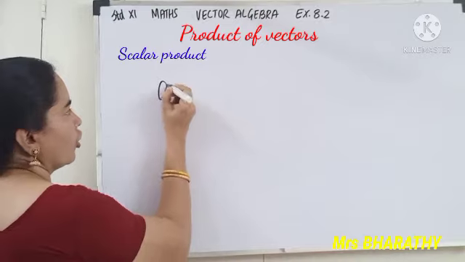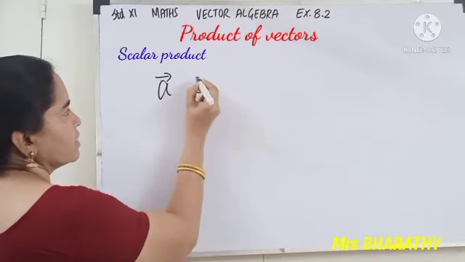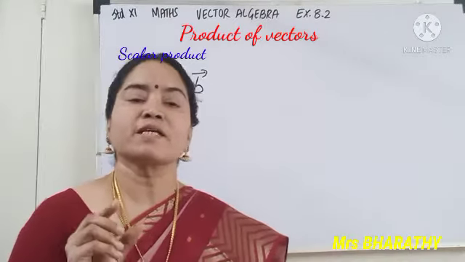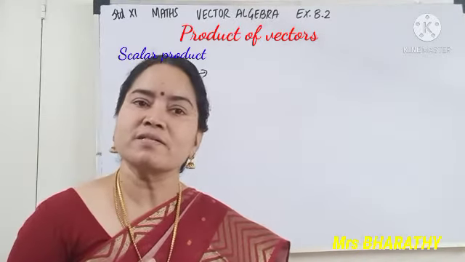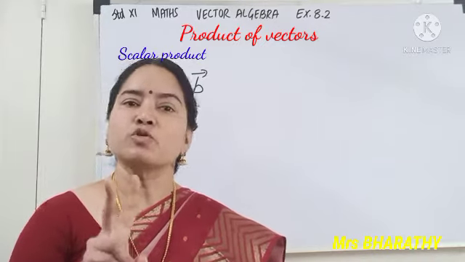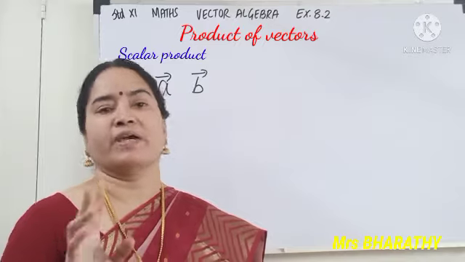So when I call A vector and B vector, when I multiply, there is a question. Is my answer scalar or a vector? So we have two types of product of vectors.